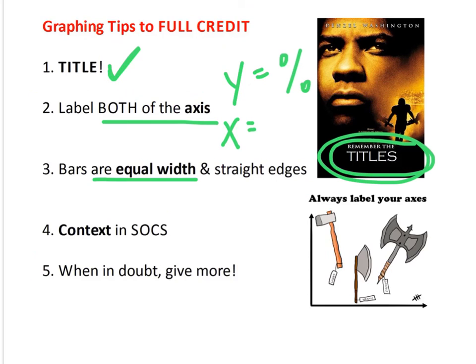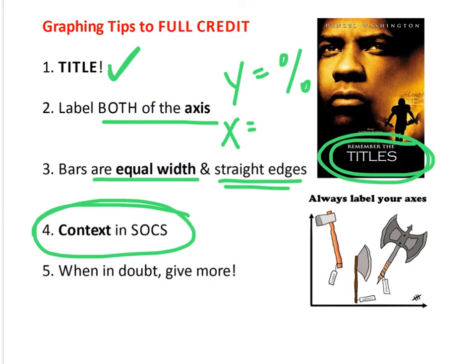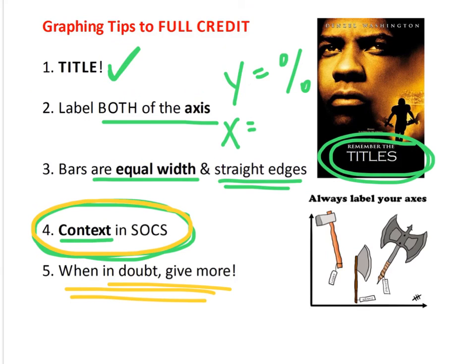Your bars should be equal width and straight edges the best you can. Always include your SOCS. You need context with that. Don't just say the range is 23. Say the range is 23 books. We'll get a lot more practice with that, but AP really wants context. When in doubt, give more. Be as thorough and as descriptive as you can. This is the best way to ensure that you get the most credit.